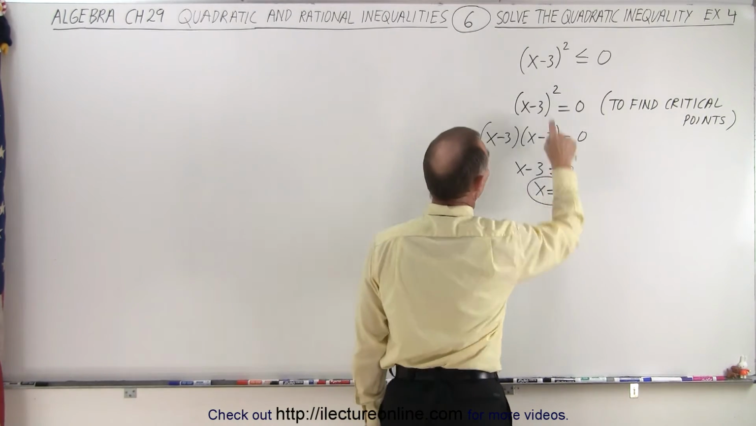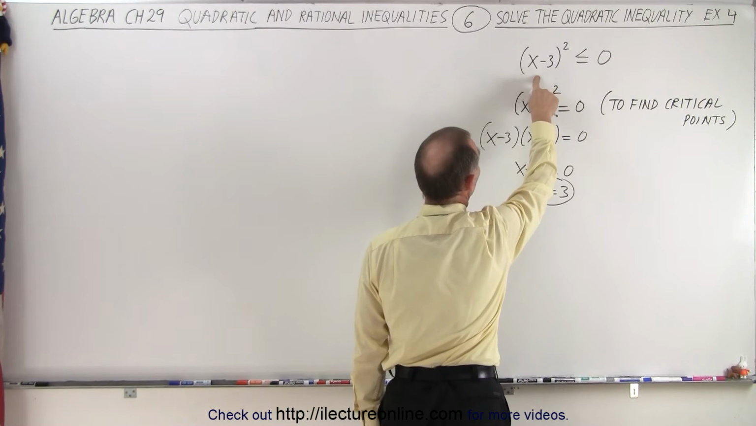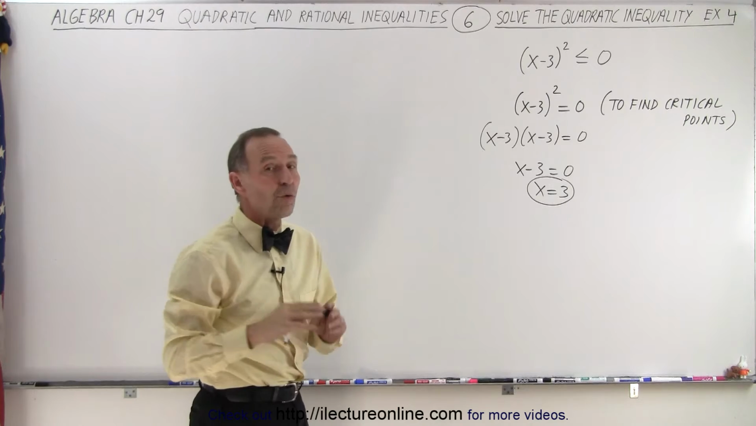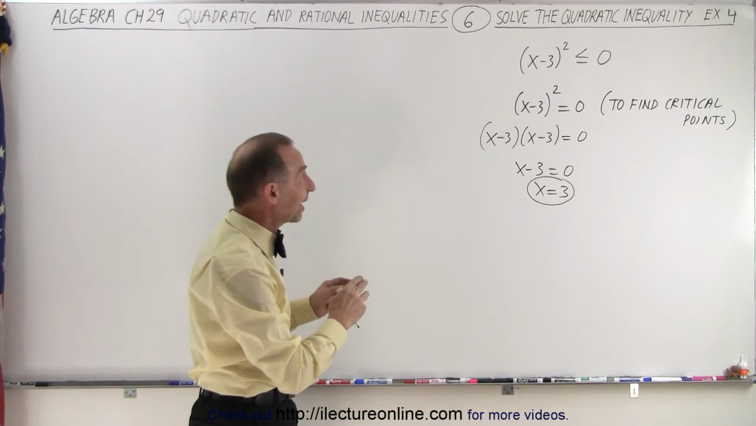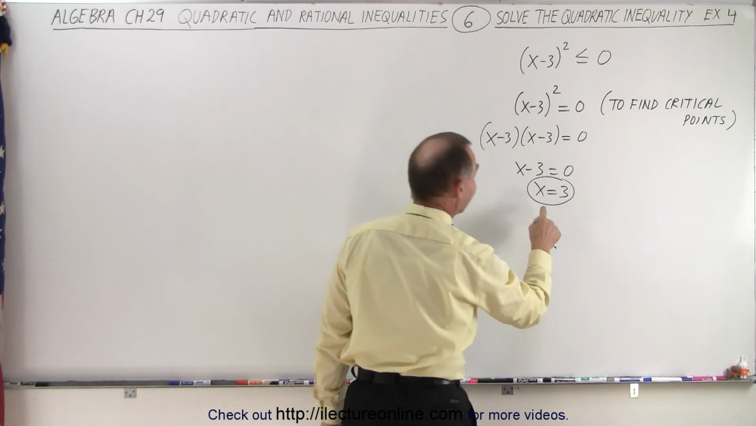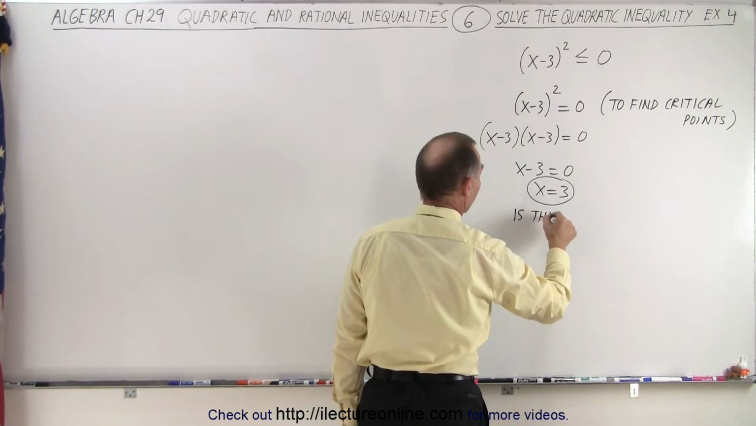Notice when we let x = 3, 3 - 3 is 0, 0 squared is equal to 0, so that satisfies the inequality. But there's no value for x that can ever make the left side less than 0 because that quantity is squared. So in this case, this is the solution.